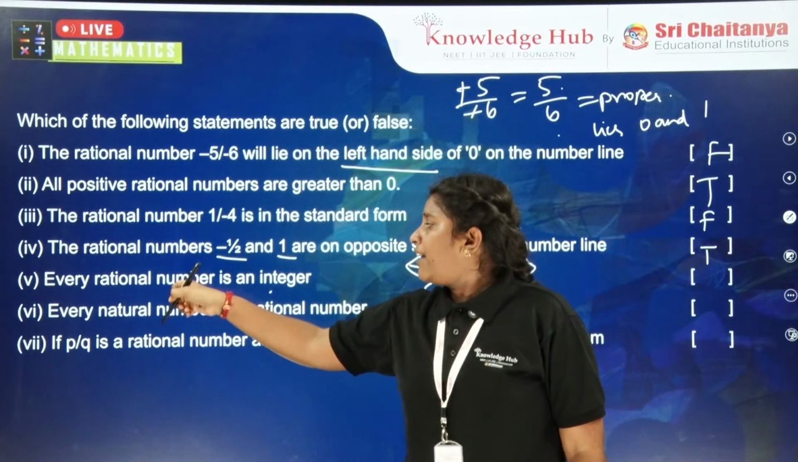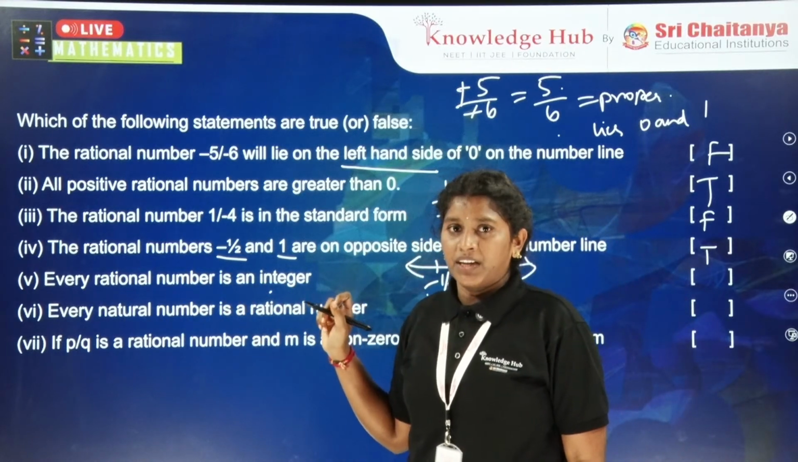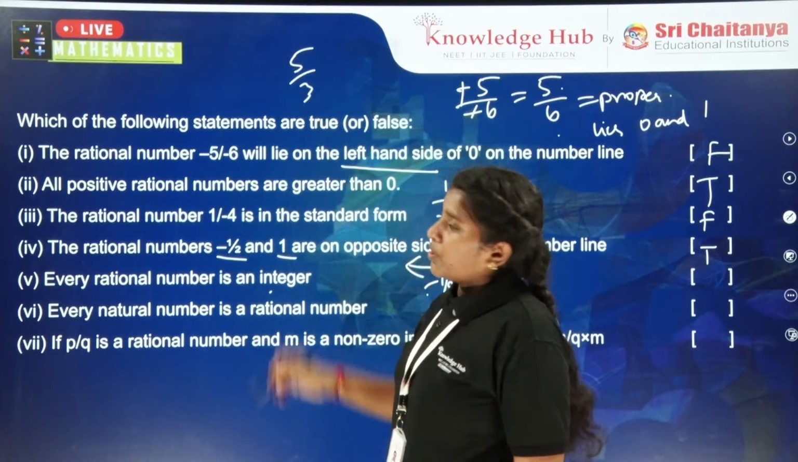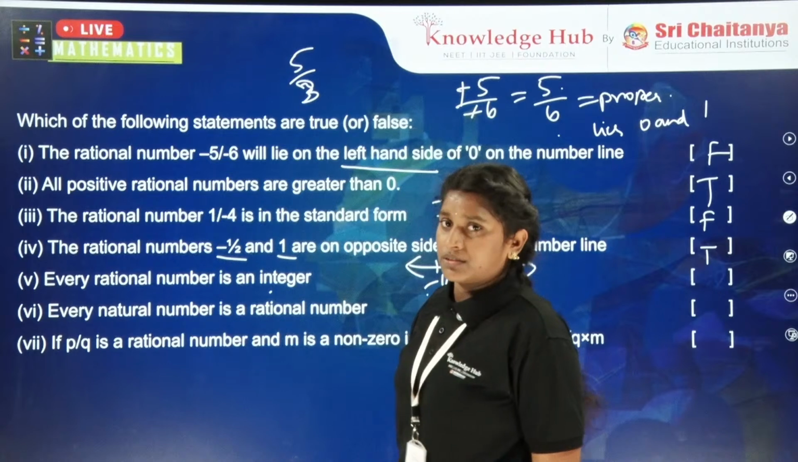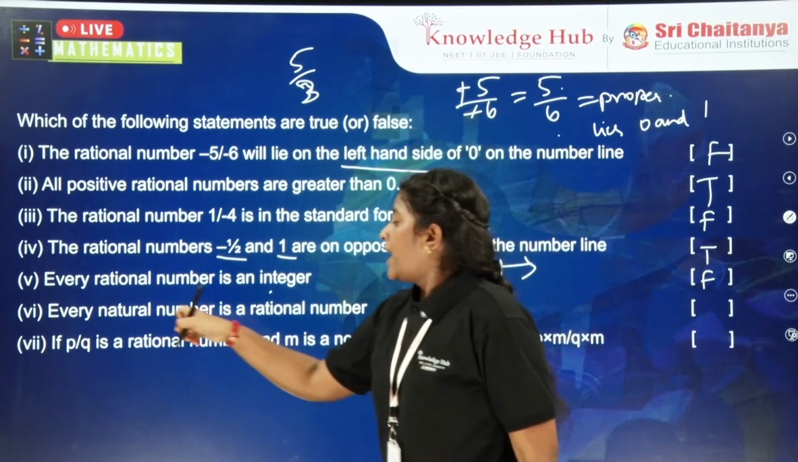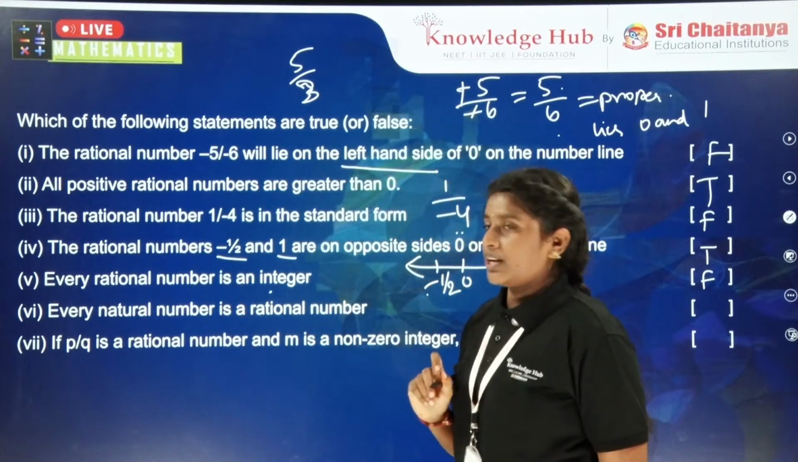Coming to the next one. Every rational number is an integer. Is it true? Why? Because a rational number can be 5 by 3, where 5 by 3 is not an integer, right? So this is false. Coming to the next one, every natural number is a rational number.